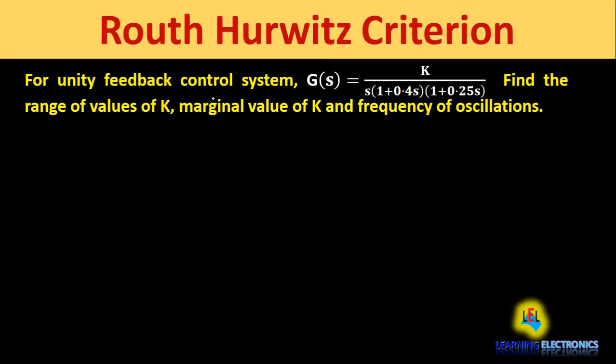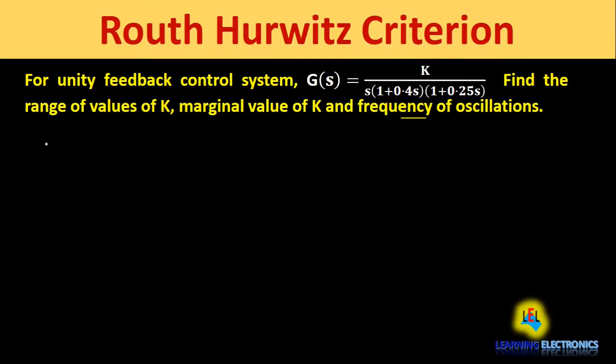Question is, for the unity feedback control system, G(s) is equal to K divided by s into (1 plus 0.4s) into (1 plus 0.25s). Find the range of values of K, marginal value of K and frequency of oscillations. So we have to find out three things here. First we have to find out the range of values of K, then marginal value of K, and last is frequency of oscillations. So to find out these values, we have to find out the characteristic equation.